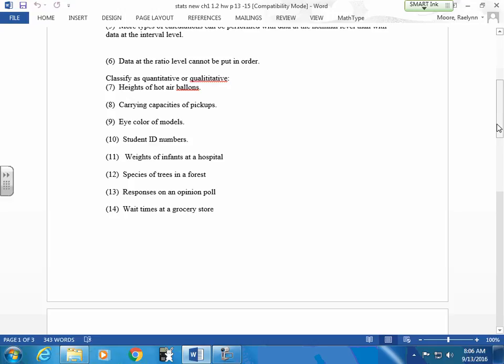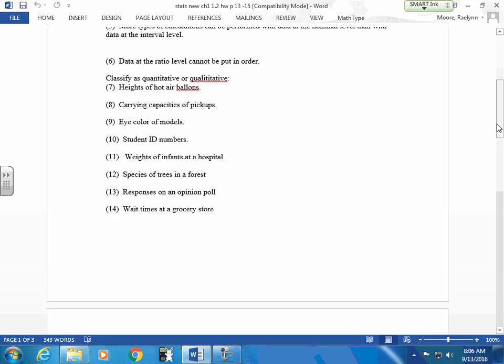Carrying capacities of pickups. Qualitative or quantitative? Quantitative. What level of measurement would that be? Ratio. Good. What is a carrying capacity? It's a weight. So can I compare weights? This truck holds half as much as this truck. As long as I can say that, then it's ratio.